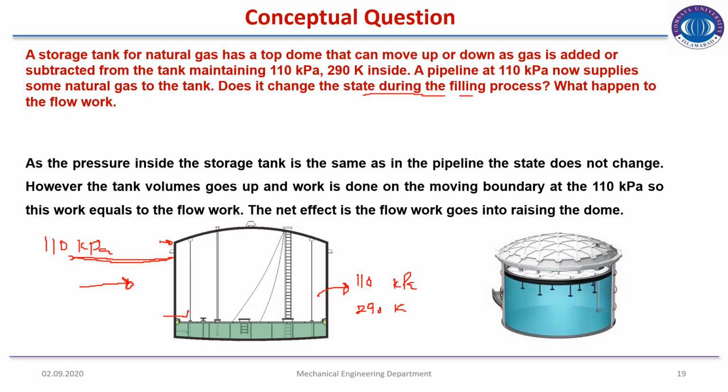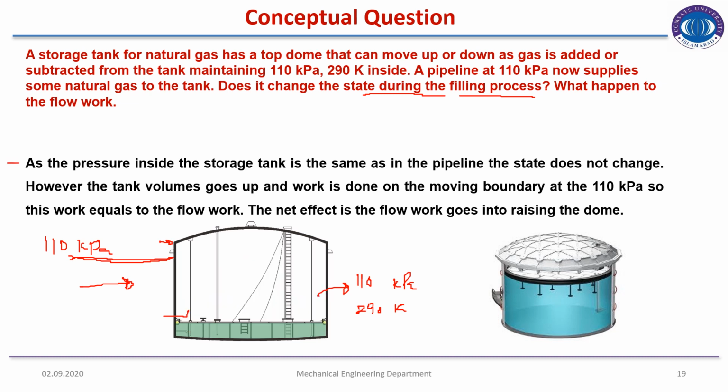So it is asking, if a pipeline at a pressure of 110 kilopascal is connected to a tank containing natural gas which is also at 110 kilopascal pressure, during the filling process, is the state changed? What happened to the flow work? I hope you have understood the scenario.